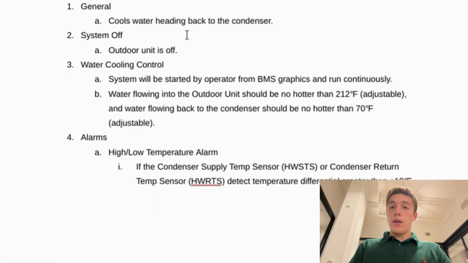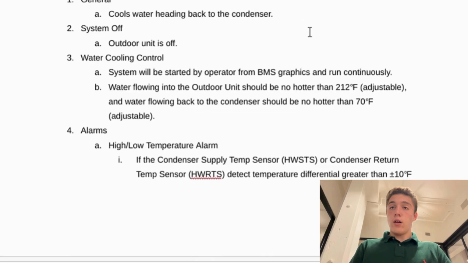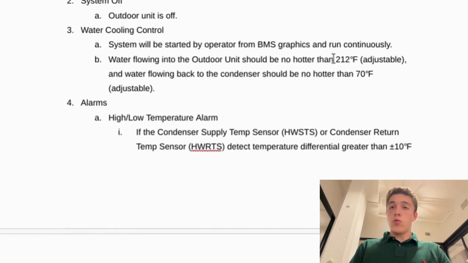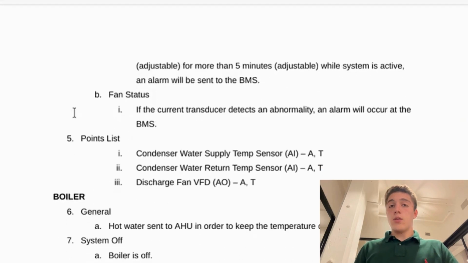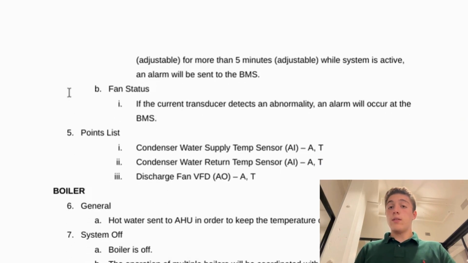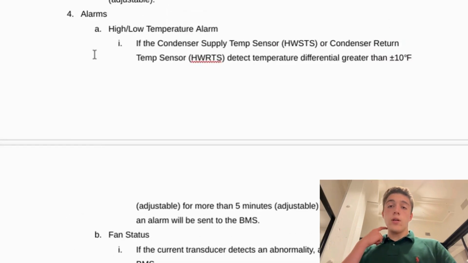They're making sure that the water going in is not outside of these parameters of 212 degrees Fahrenheit and 70 degrees Fahrenheit. Again, these are numbers I found online. Some alarms will be a high-low temperature alarm for the water and the fan status to make sure that the fan of the cooling unit is still working, and to make sure that the high or low temperature of the water does not damage either the cooling tower or the chiller.